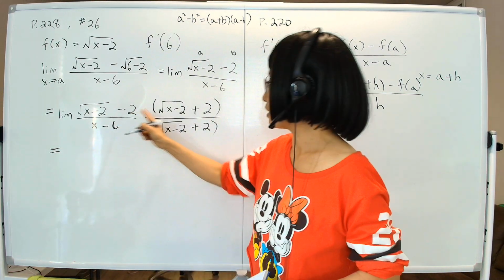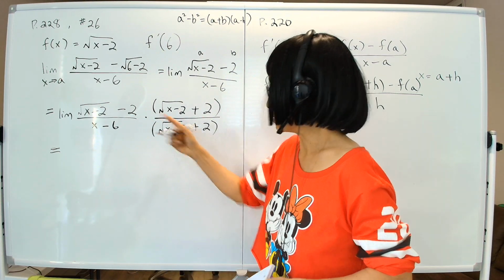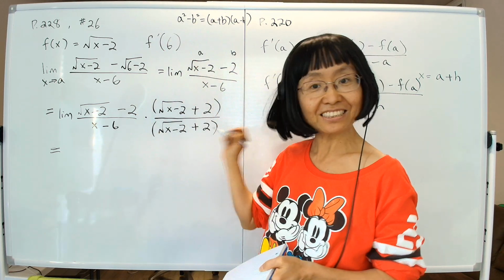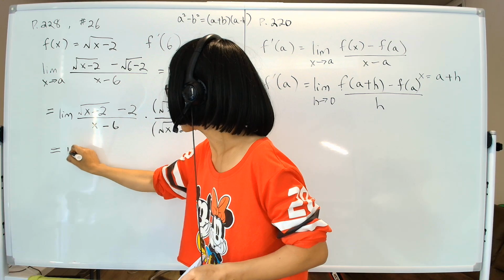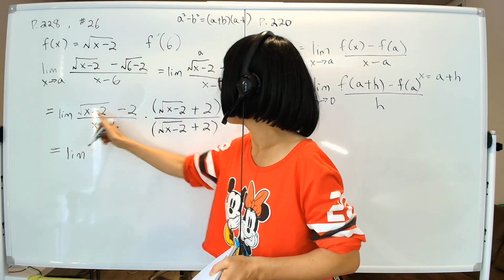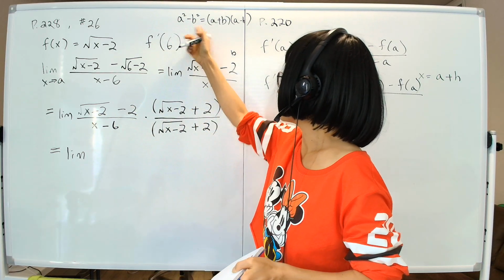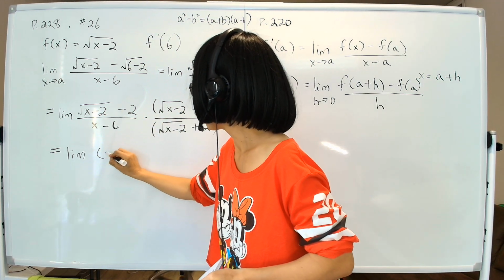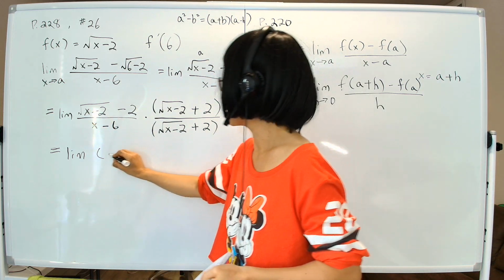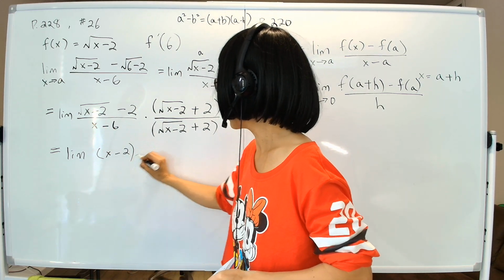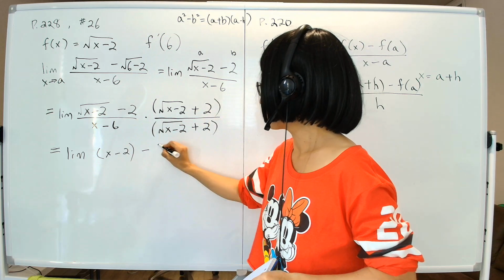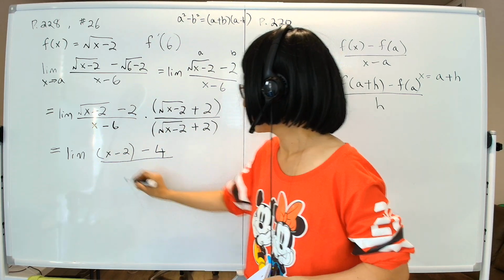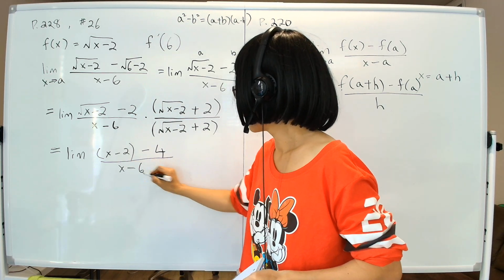Now, at first, this might look like we're making this thing a lot harder instead of making it easier. But that's not the case. And that's thanks to the miracle of difference of squares. So now take a look. When you do this, you get this times that, and that times that, and so on. Anyway, the point is you get the square of the stuff. So you get the square of the square root, which is just x minus 2 itself, minus 2 times 2, which is 4, following this particular formula. And then over x minus 6.